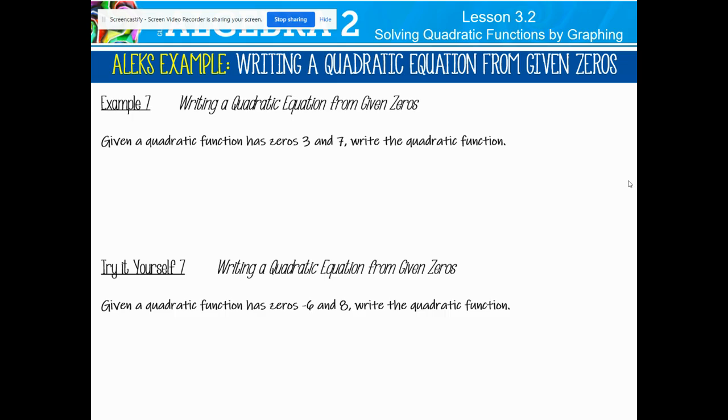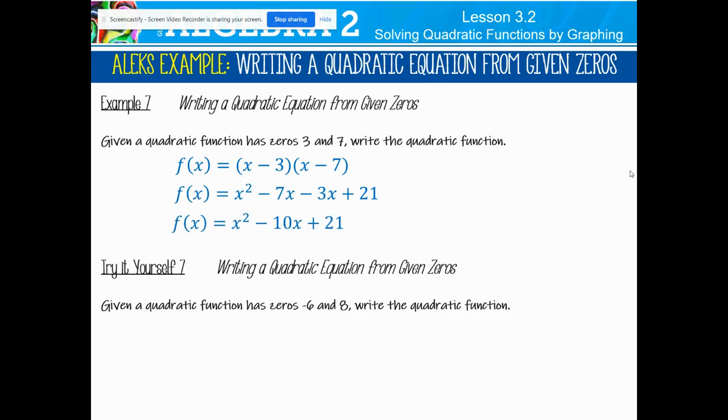Write a quadratic equation from given zeros. These are Alex examples. Given a quadratic function that has zeros 3 and 7, write the quadratic function. So we need to write them as factors. A 0 at 3 has a factor of x minus 3, and a 0 at 7 has a factor of x minus 7. Because if you put the 3 in for x, that's 0, and 0 times anything is 0. Same kind of thing with the 7. We need to FOIL and simplify, and there's your quadratic function.